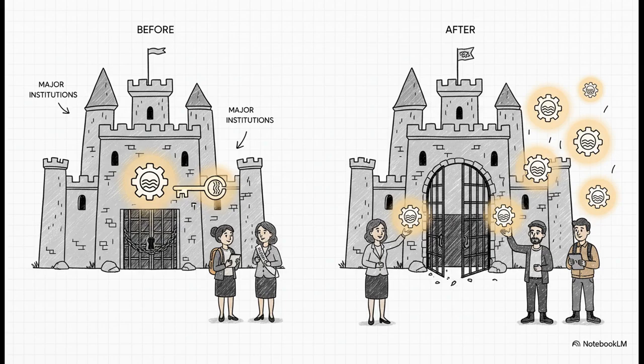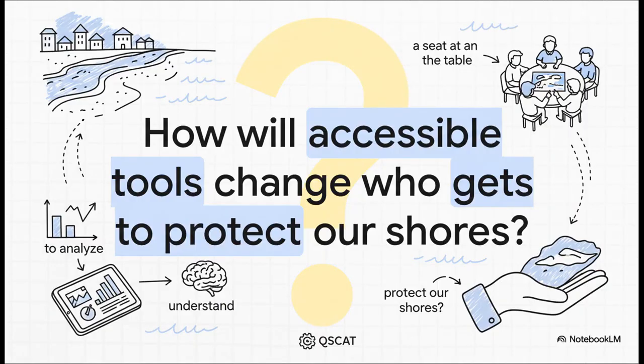Ultimately, what QSCAT does is it democratizes the science. It takes this powerful analytical capability out of the exclusive hands of major institutions and puts it into the hands of anyone with a computer. We're talking students, local governments with tight budgets, and researchers in developing nations who are on the front lines of climate change. And that leaves us with a final thought. In a world where our coastlines are under more pressure than ever before, the power to analyze, understand, and predict change is absolutely critical. By making that power accessible to everyone, tools like QSCAT aren't just changing the science, they're changing who gets a seat at the table to protect our shores.